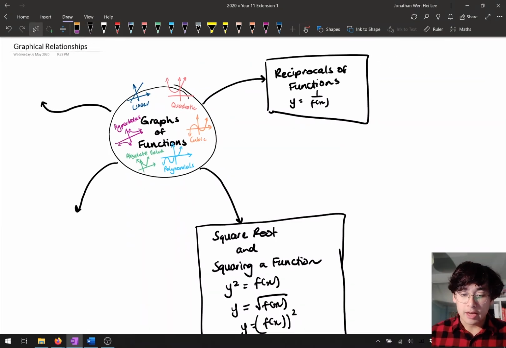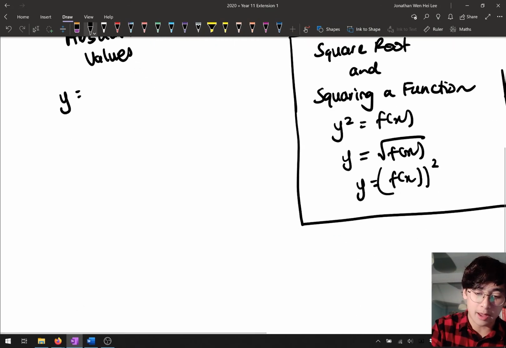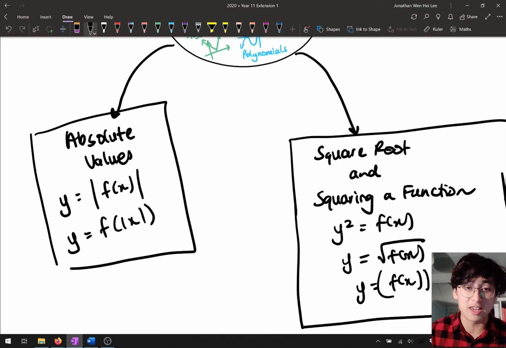Then we're also going to be looking at the absolute value. What happens when we take absolute values of a function? For example, y is equal to the absolute value of f of x, or y is equal to f of the absolute value of x. These ones get a little bit tricky and a little bit funky.